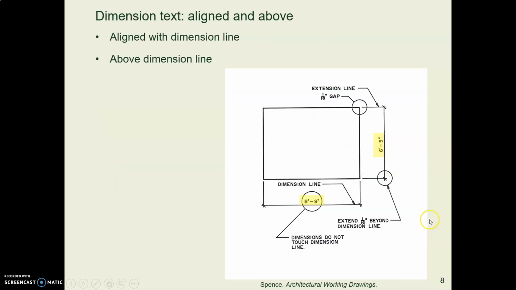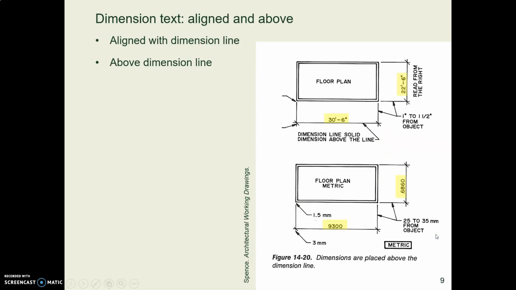Now the text. The text is aligned with the dimension line, so if the dimension line is vertical, the text is vertical. If the dimension line is horizontal, the text is horizontal. And the text sits up above the dimension line. Here's another couple of examples. This one on the bottom is a metric floor plan, but still the same guideline. Aligned text and text up above the dimension line.